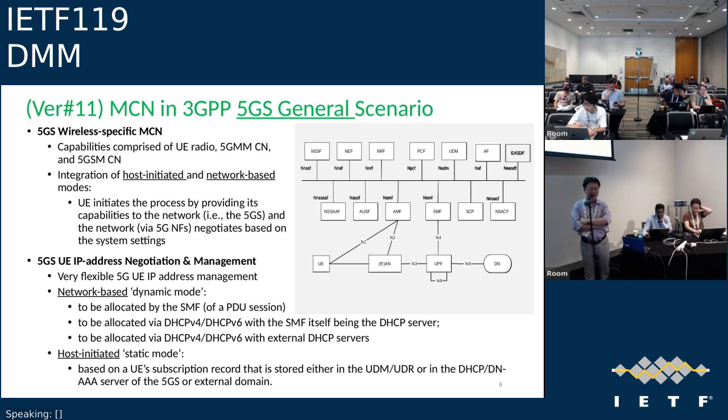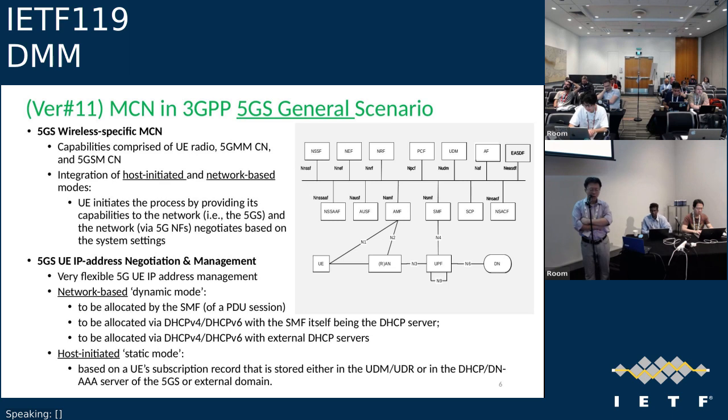And then we discuss this MCN in the 3GPP 5GS general scenarios. Because in the previous slide I mentioned, the 5GS is very complicated, so there's no clear cut; it's not only host initiated or network based. As the first line mentions, we're going to discuss both the very specific MCN and IP based. For the very specific MCN for the 5GS general, it is the integration of both host initiated and network based. The UE initiates the process by providing its capability to the network, and the network negotiates based on system settings.